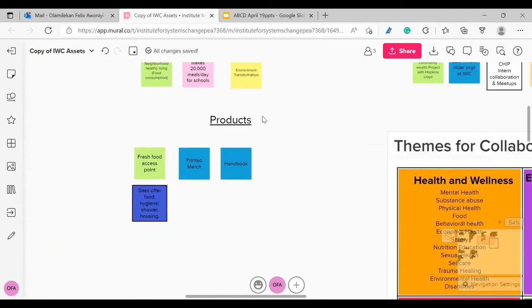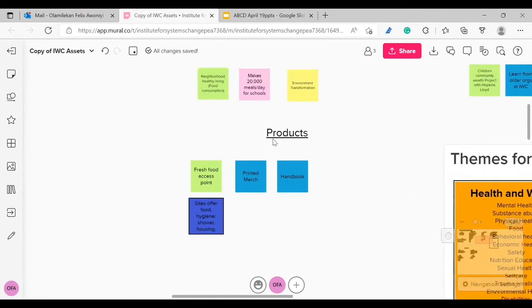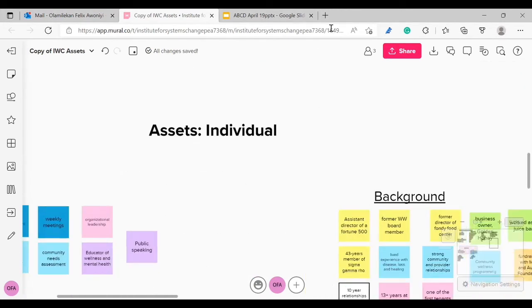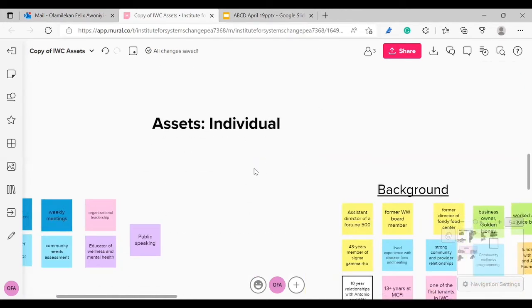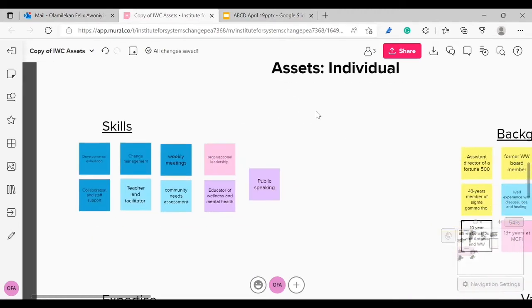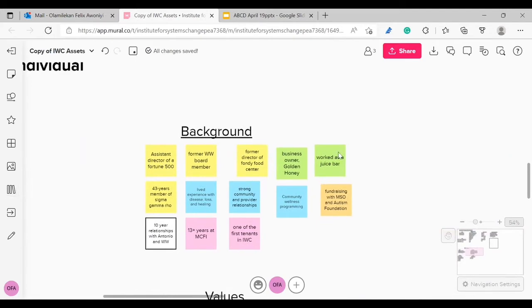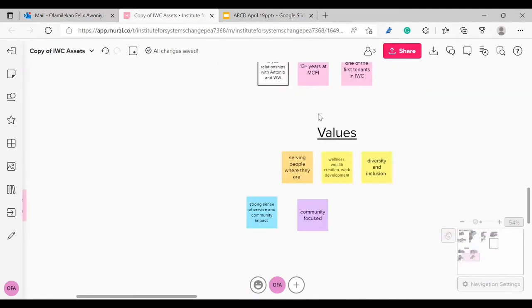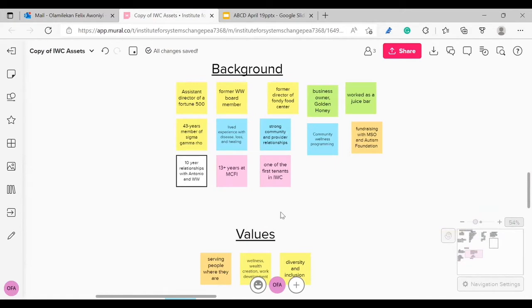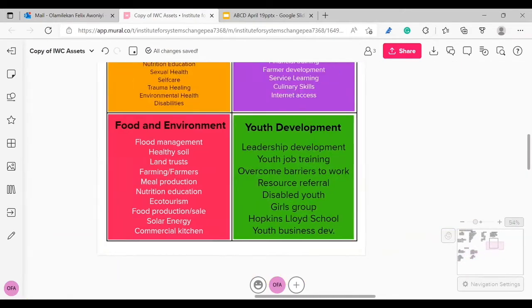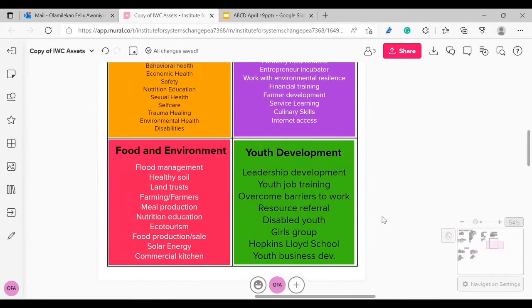Also, we map the products that they each produce in the organizations. Another thing we did was mapping the individual assets. I mean, the individuals in the organization are the representatives of the organization. So we mapped out their skills, their backgrounds, as well as their values, and also their expertise. Having done that, we came to a conclusion about the opportunities for collaborations.